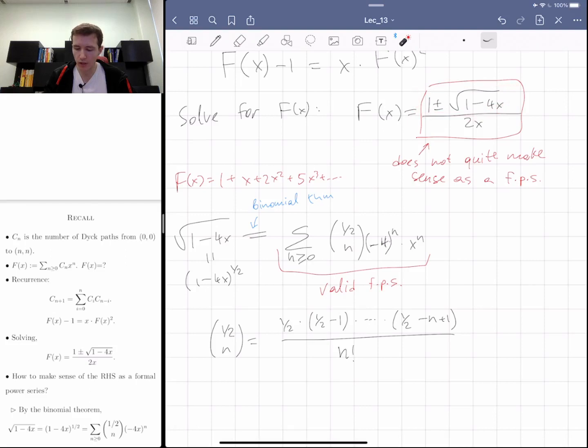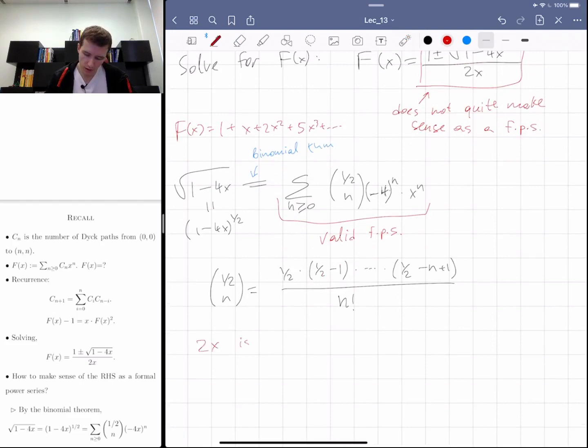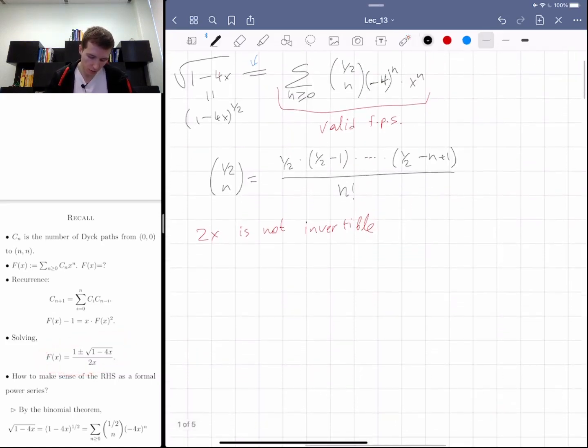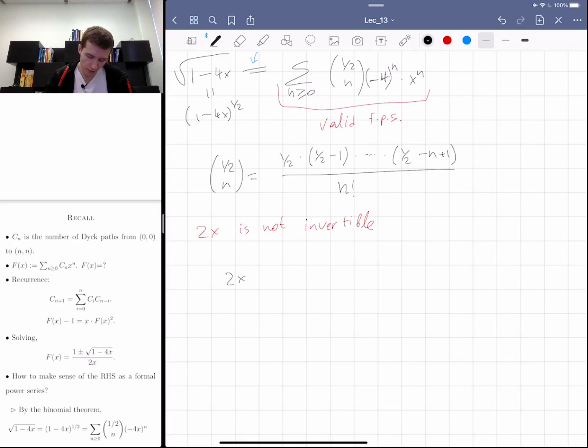But the problem is when you divide by 2x: 2x is not invertible. You can't divide by 2x. So that's a problem. Let me try to reorganize the terms a little bit. Instead of writing it this way, I'm just going to multiply by 2x. So 2x times f of x minus 1 is equal to plus or minus the square root of 1 minus 4x. So far so good.